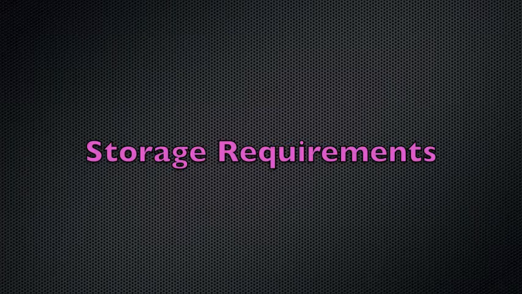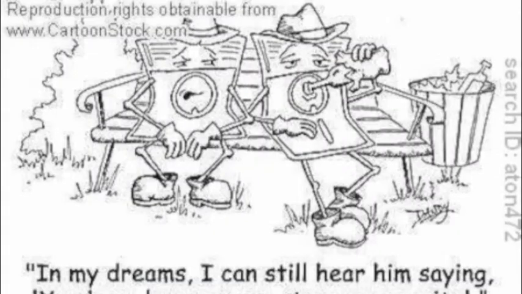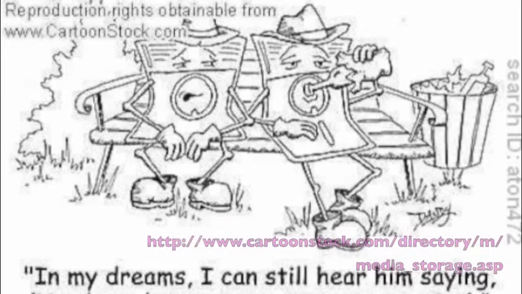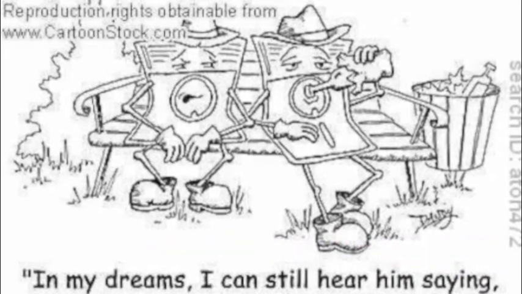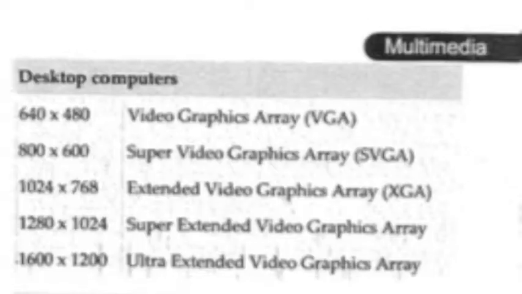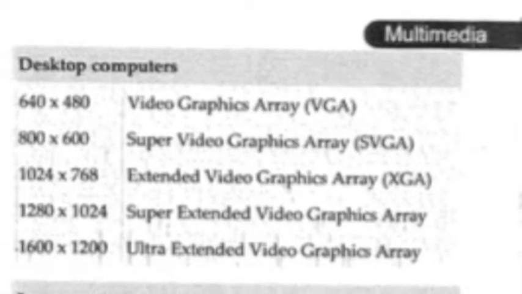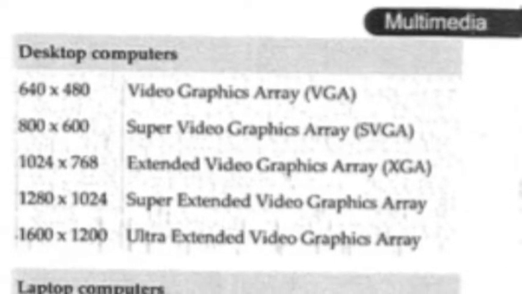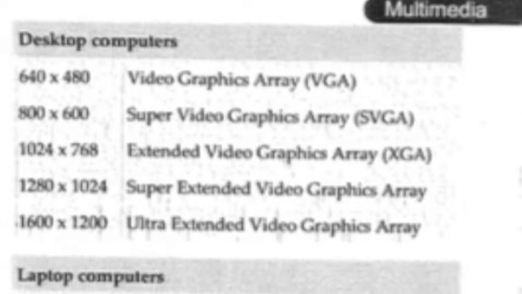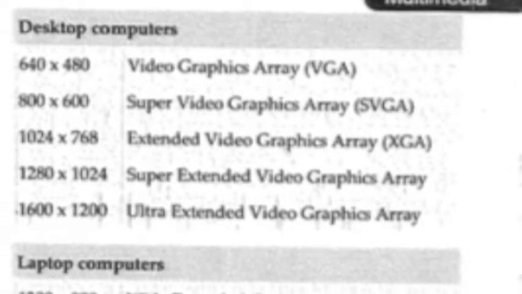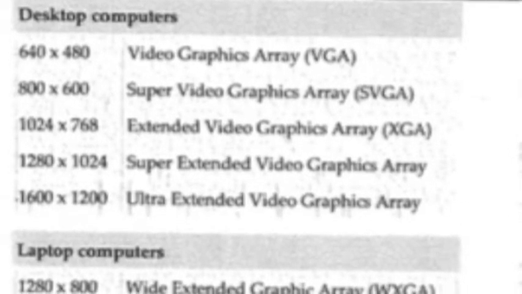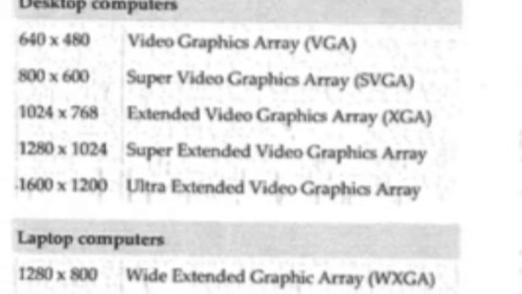If you know the resolution and bit depth of an image, you can calculate its storage requirements relatively easily. Width times height times bit depth. You will see that this calculation only gives the maximum storage requirement, but the actual storage requirement is often much lower than this. The standard graphics mode for each category is as follows. For desktop computers, they range anywhere from 640 by 480 to 1600 by 1200. These are VGA, SVGA, XGA, Super Extended Video Graphics Array and Ultra Extended Video Graphics Array.